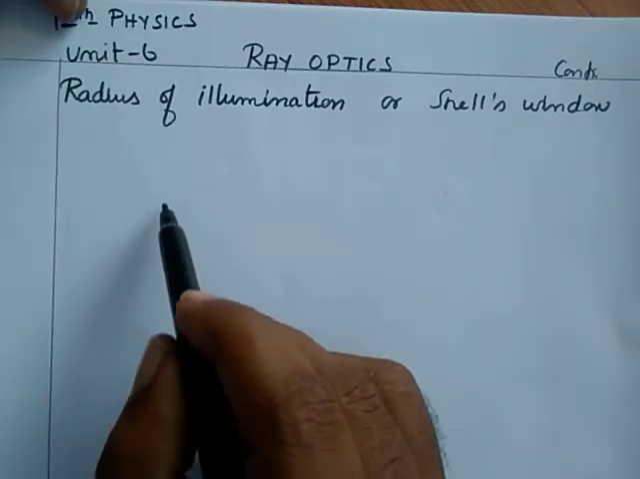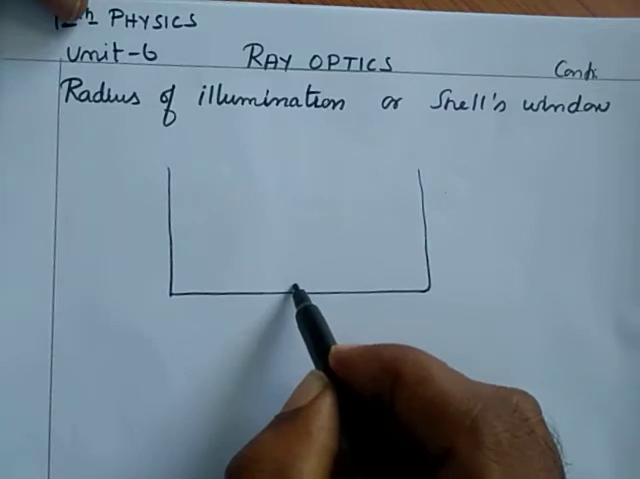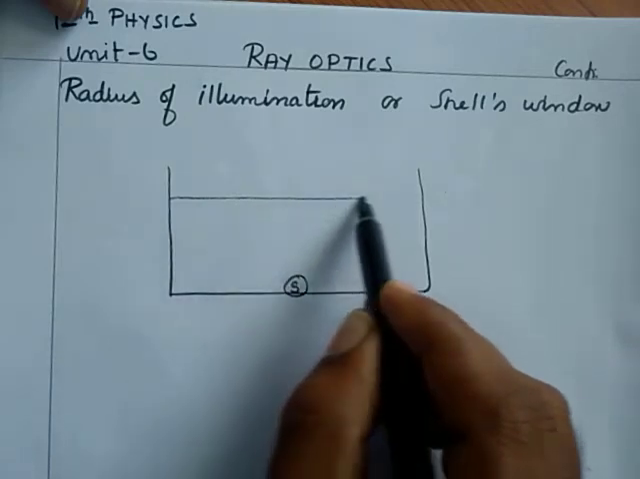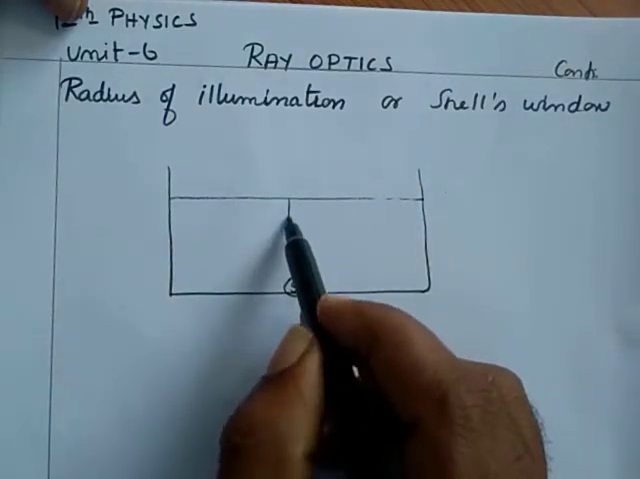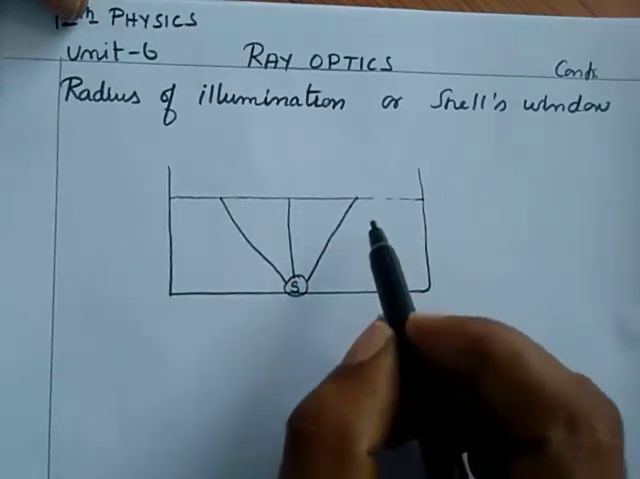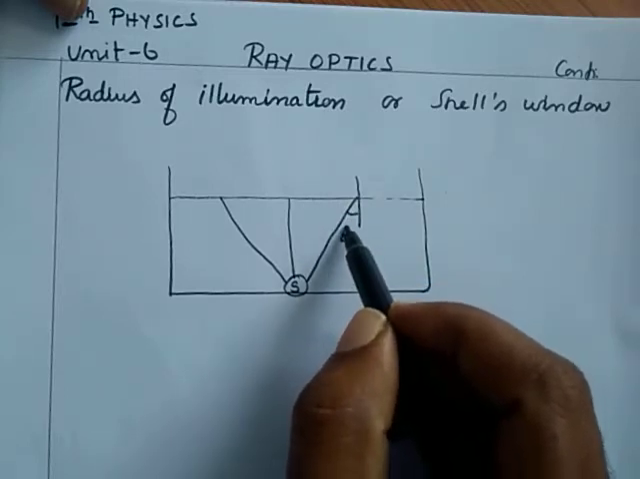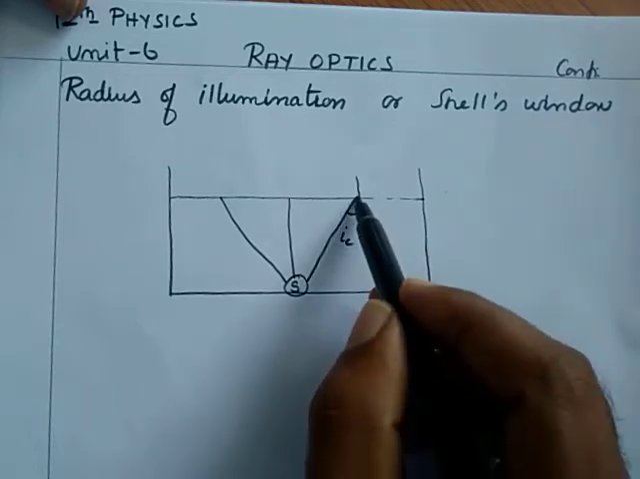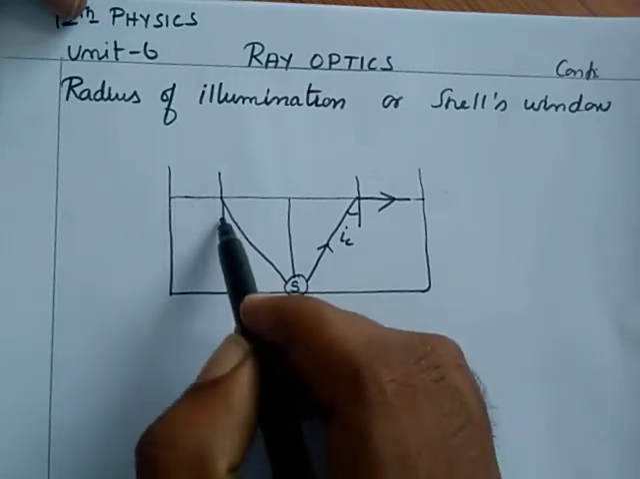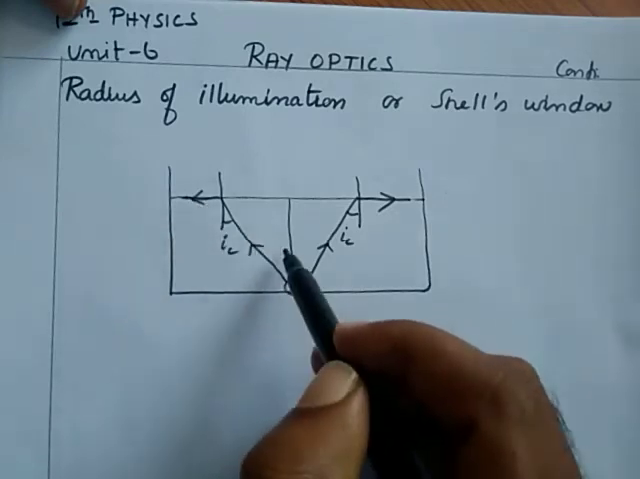Suppose I consider a water tank. There is a light source at the bottom of the water tank. Here it is the surface of the water. We know very well light travels in all directions. Suppose it travels like that, and this angle of incidence is equal to the critical angle. At that instant the refracted ray grazes the boundary. Here also, the angle of incidence is equal to the critical angle, and the refracted ray grazes the boundary.